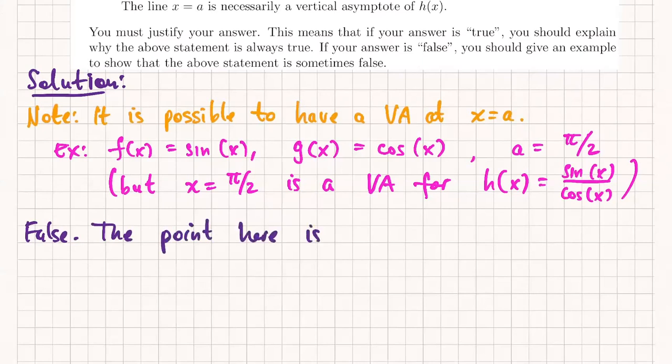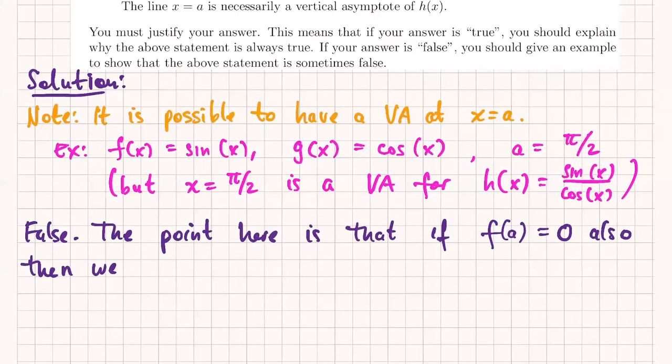The point here is that if the numerator is also 0, so if f of a is 0 also, then we may not have a vertical asymptote. Simran didn't give a specific example, but she did indicate to us how to find one, right? She said, if you want to find something like this, just choose f and g so that they have common factors that cancel. That's the idea.